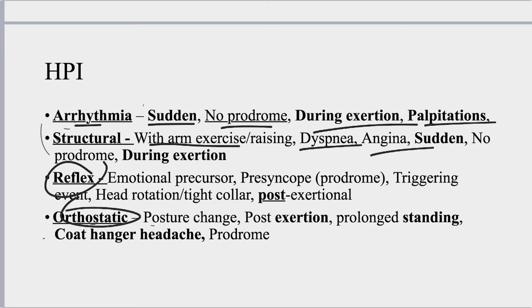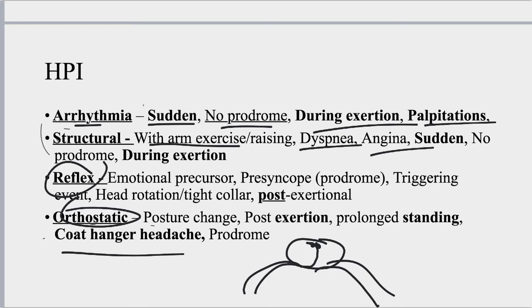Something I really didn't mention during the orthostatic talk is there's something that's associated with it called a coat hanger headache. What this is, if you can imagine, here's the back of a person's head, here's their shoulders, and they have a headache that goes down the occiput and then kind of goes over both shoulders and the neck. And you can see how that might look like a coat hanger.